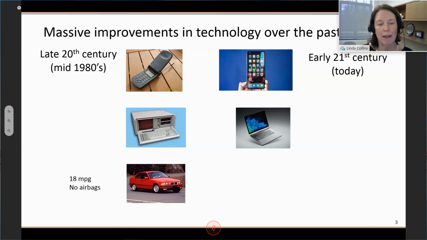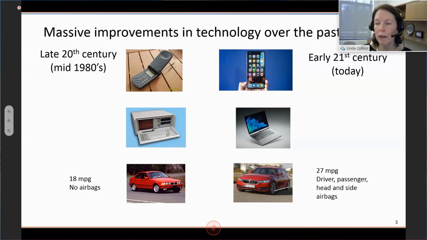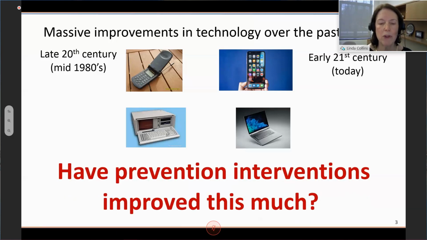And this is a BMW 3 Series car from the mid-1980s. It got about 18 miles per gallon. And it did not have any airbags. And this is a current BMW 3 Series. It now gets 27 miles per gallon, and it has lots of airbags. It's just a much, much safer car. So consider these massive improvements in technology. And as I talk today, I'd like you to keep this question in mind. Have prevention interventions improved this much? Have they improved as much as these other improvements in technology? Have they kept up with these other improvements?